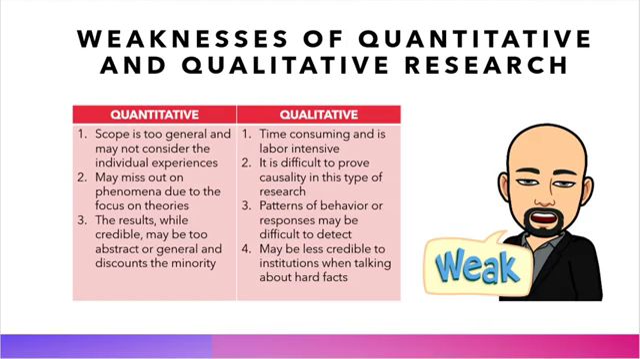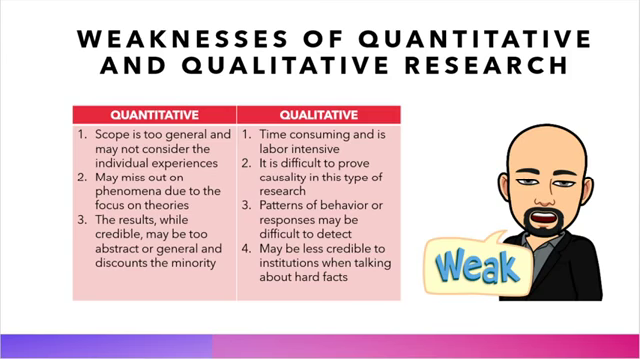In what areas do quantitative and qualitative researches become weak? Okay. So first of all, for quantitative research, the scope is too general and it may not consider individual experiences. As I mentioned a while ago, we're looking at a very large group of people, and because we are dealing with a large group of people, the individual experiences are not highlighted.